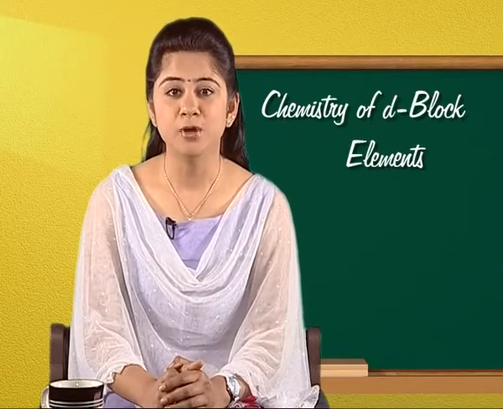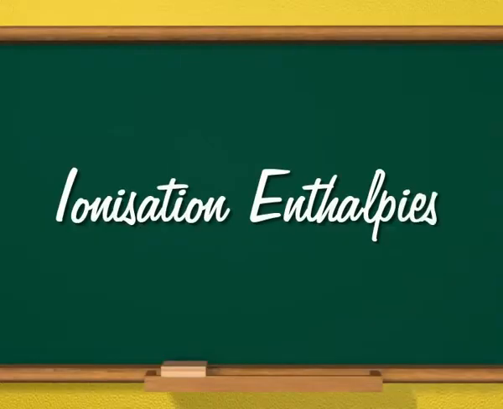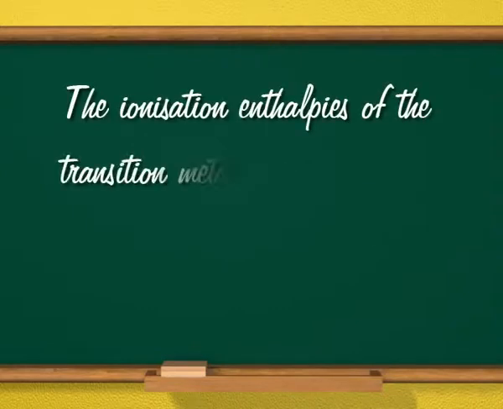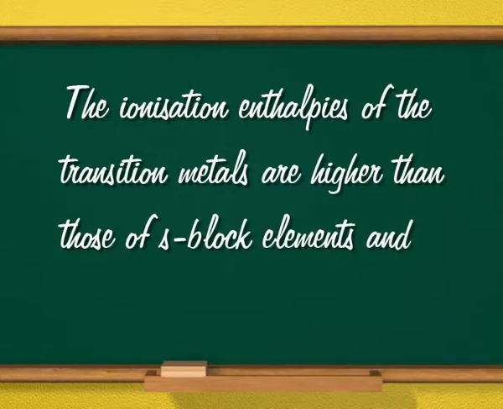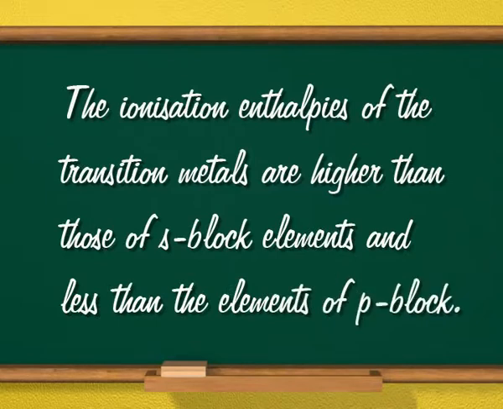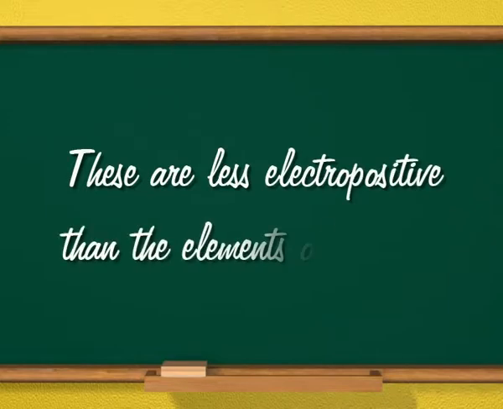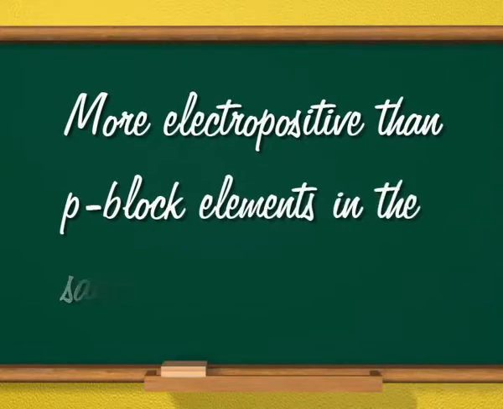Let us take up another characteristic of d block elements, ionization enthalpies. The ionization enthalpies of the transition metals are higher than those of s block elements and less than the elements of p block. Thus, these are less electropositive than the elements of s block. At the same time, more electropositive than p block elements in the same period.